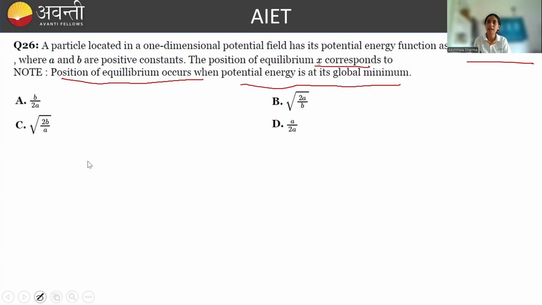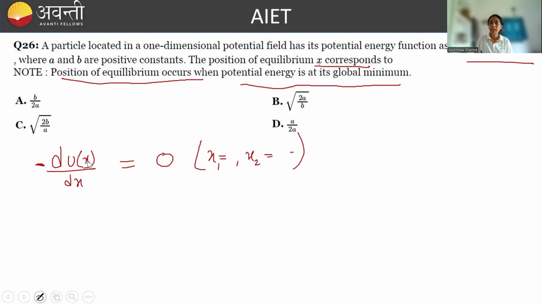So you must have studied how to calculate minima and maxima. How do we do it? If you have to calculate minima, we differentiate it for the first time with respect to the given variable. So here the variable is x. So first we will differentiate the potential energy with respect to x, with a negative sign, and this we will equate to 0. When we equate it to 0, we will get certain values of x. Suppose x1, x2, something we got. Again, whatever differentiation we are getting here, we will double differentiate it. So double differentiation with respect to x we will do. So we will get something here.